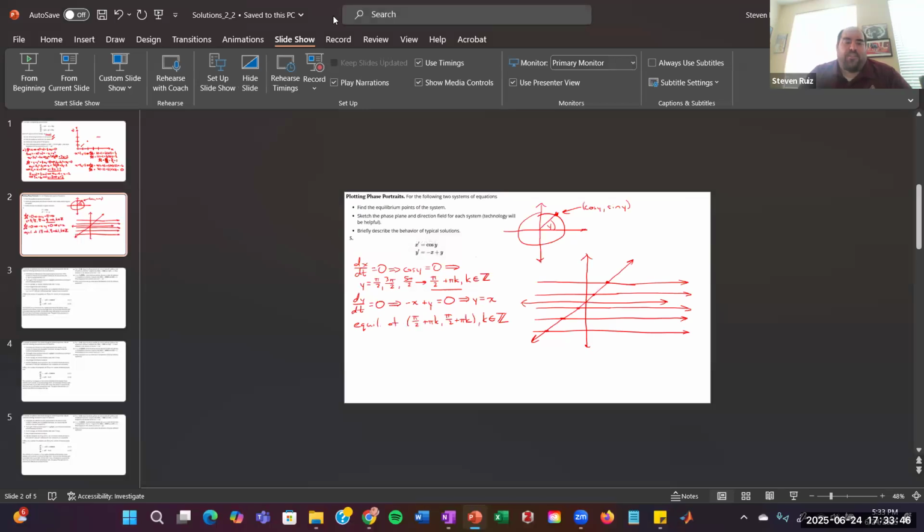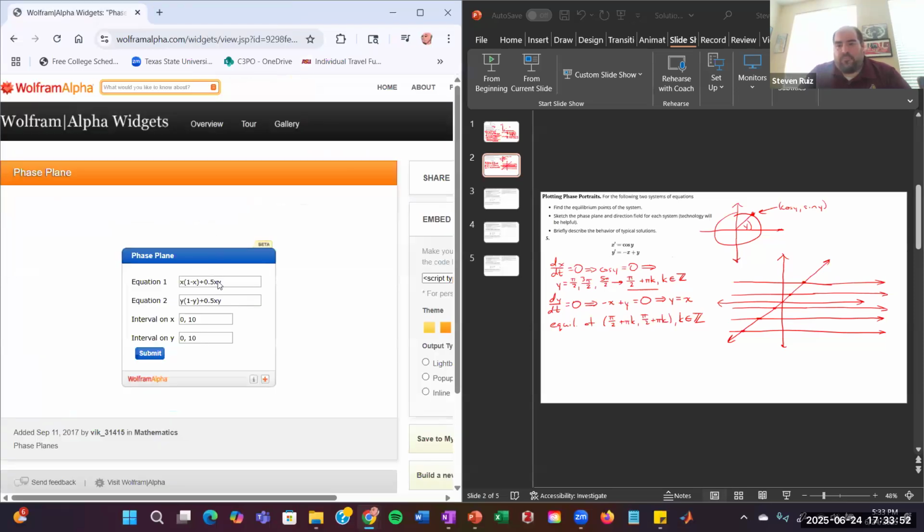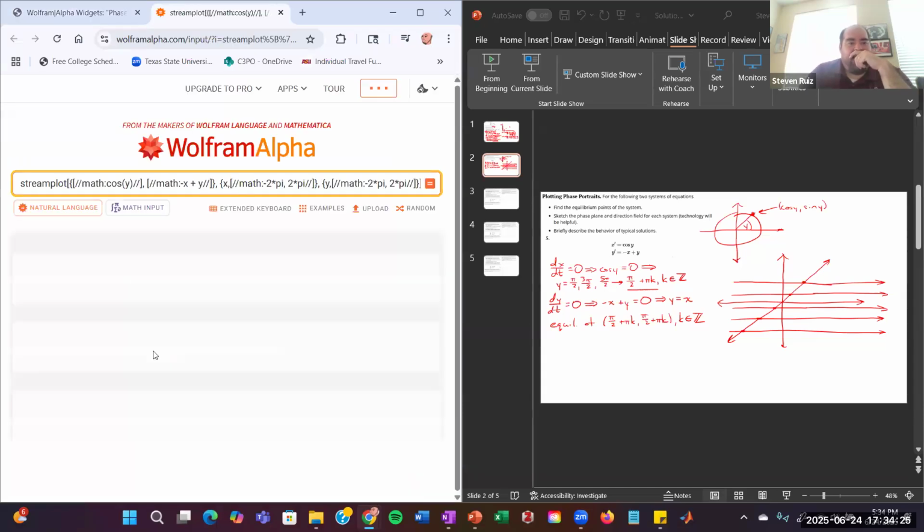Let's go back to Wolfram and look at the rest of this phase portrait. So this equation, x prime equals cosine y, y prime equals negative x plus y. This one kind of makes sense to look at negative values. So let's do negative 2. Do you like the number pi? Can I enter it like that? Let's see. Let's do that on both scales and see what it looks like.